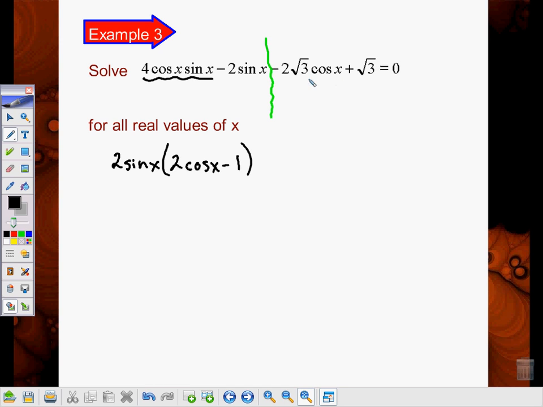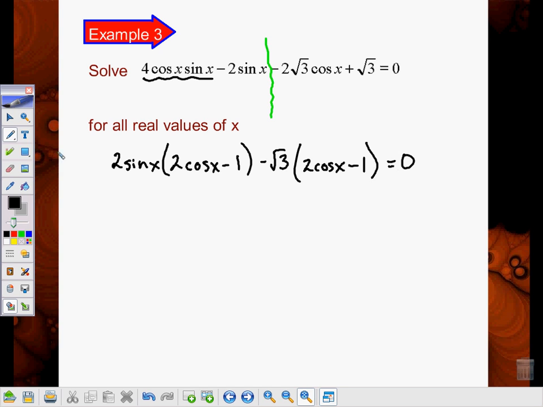Now, to get a matching 2 cosine x minus 1 over here, I would actually factor out a negative square root of 3. So I'm going to pull out a negative square root of 3. And when I divide that out of my first term, I took out the negative, took out the square root of 3, so I'm left with 2 cosine x there. And when I factor out negative root 3 here, that leaves me with a negative 1 on that one.